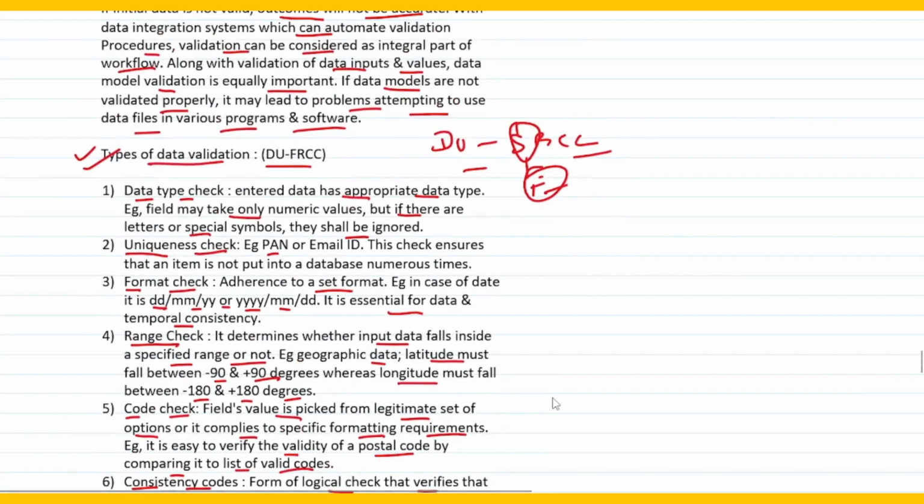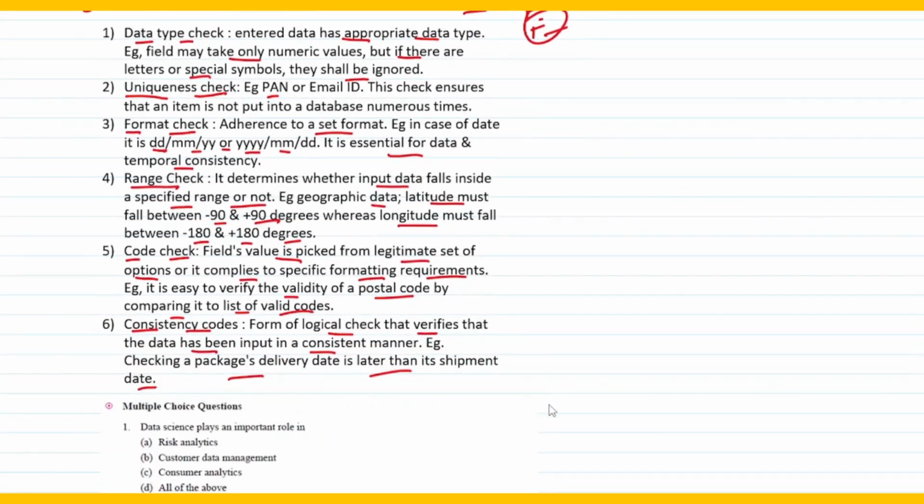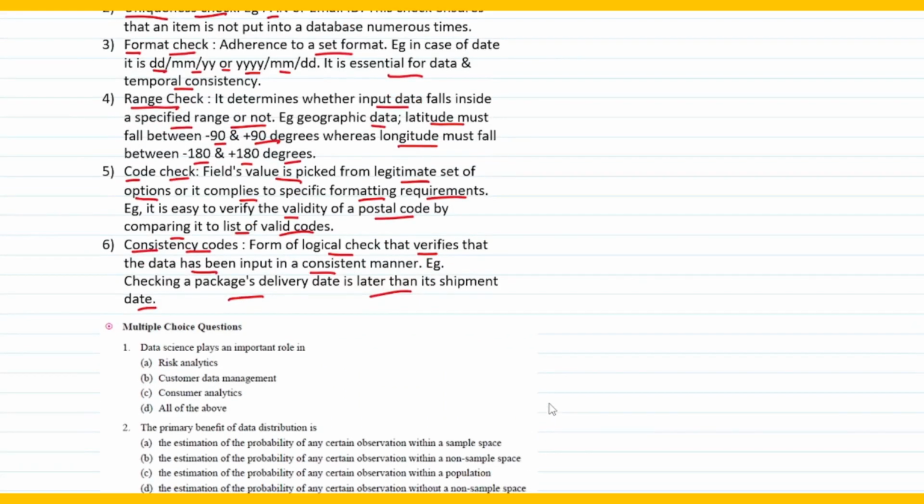Okay, let's revise this once again. Types of data validation: you remember it in the form of DU-FRCC. D simply says data type check. For example, if only numerical values have to be taken, in that case you ignore the letters or the symbols. Then you talk about the uniqueness check. We spoke about the PAN or the email ID. Format check: DDMMYY or YYMMDD. Then you talk about the range check. Remember the latitude and longitude. Latitude must be between -90 and +90. Similarly, longitude should be between -180 and +180.